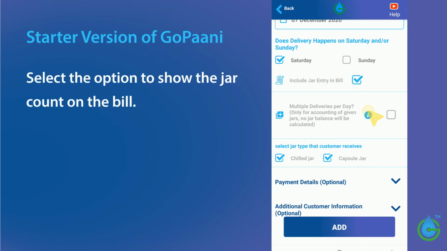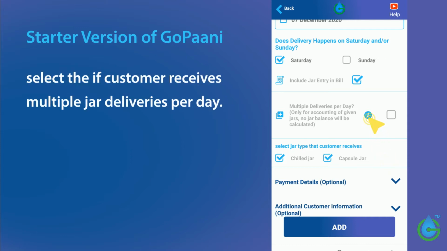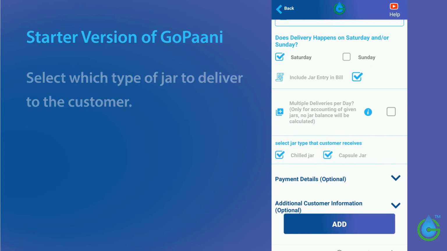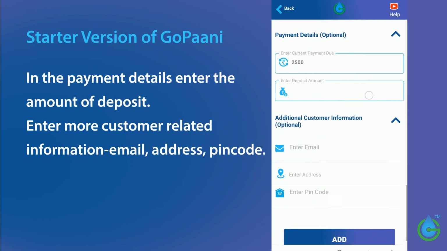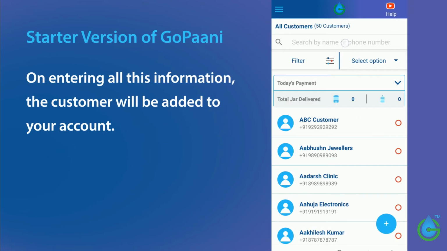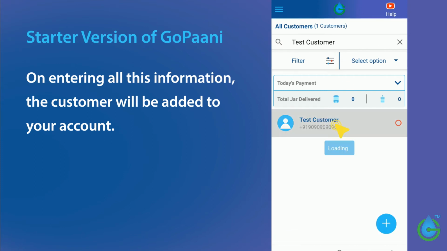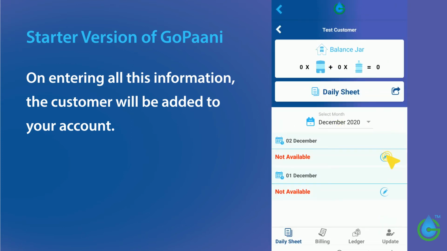Select the option to show the jar count on the bill. Select the option if the customer receives multiple jars delivery per day. Select which type of jar to deliver to the customer. In the payment details, enter the amount of deposit. On entering all this information, the customer will be added to your account.